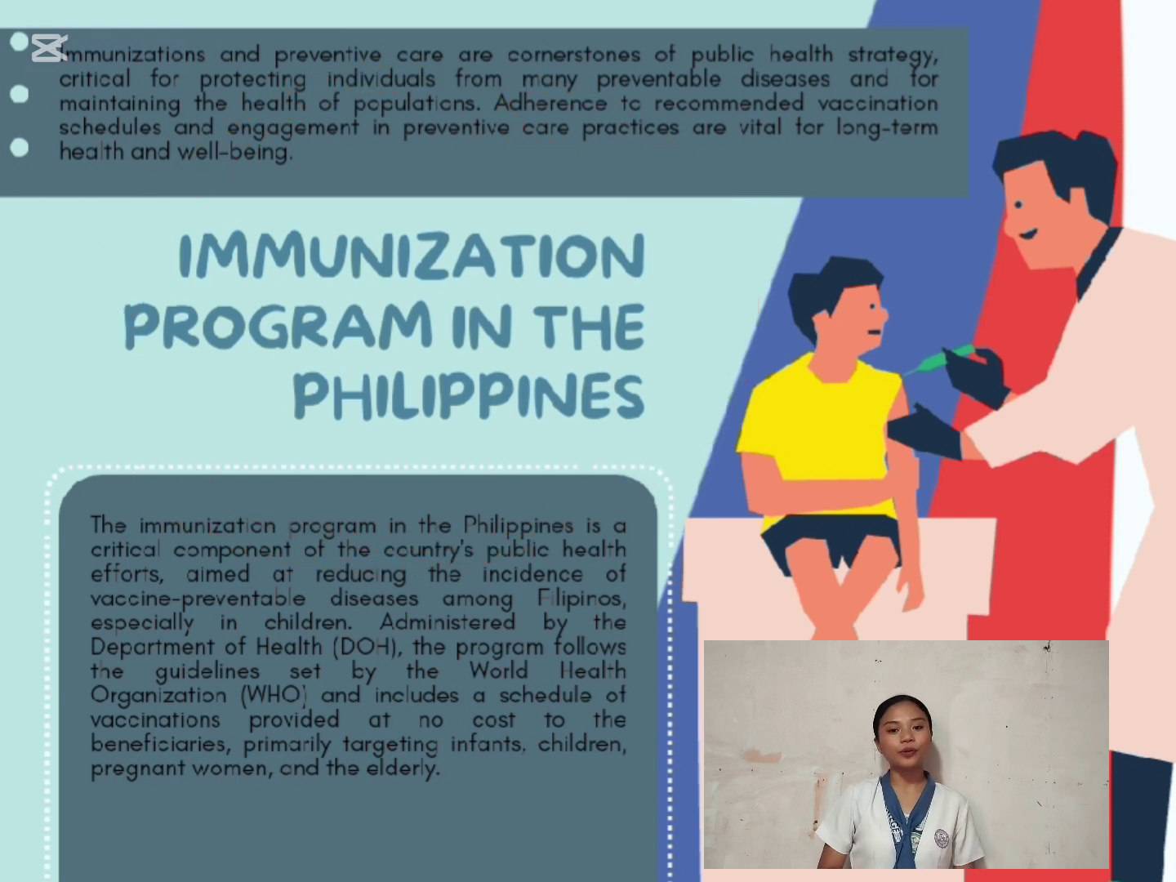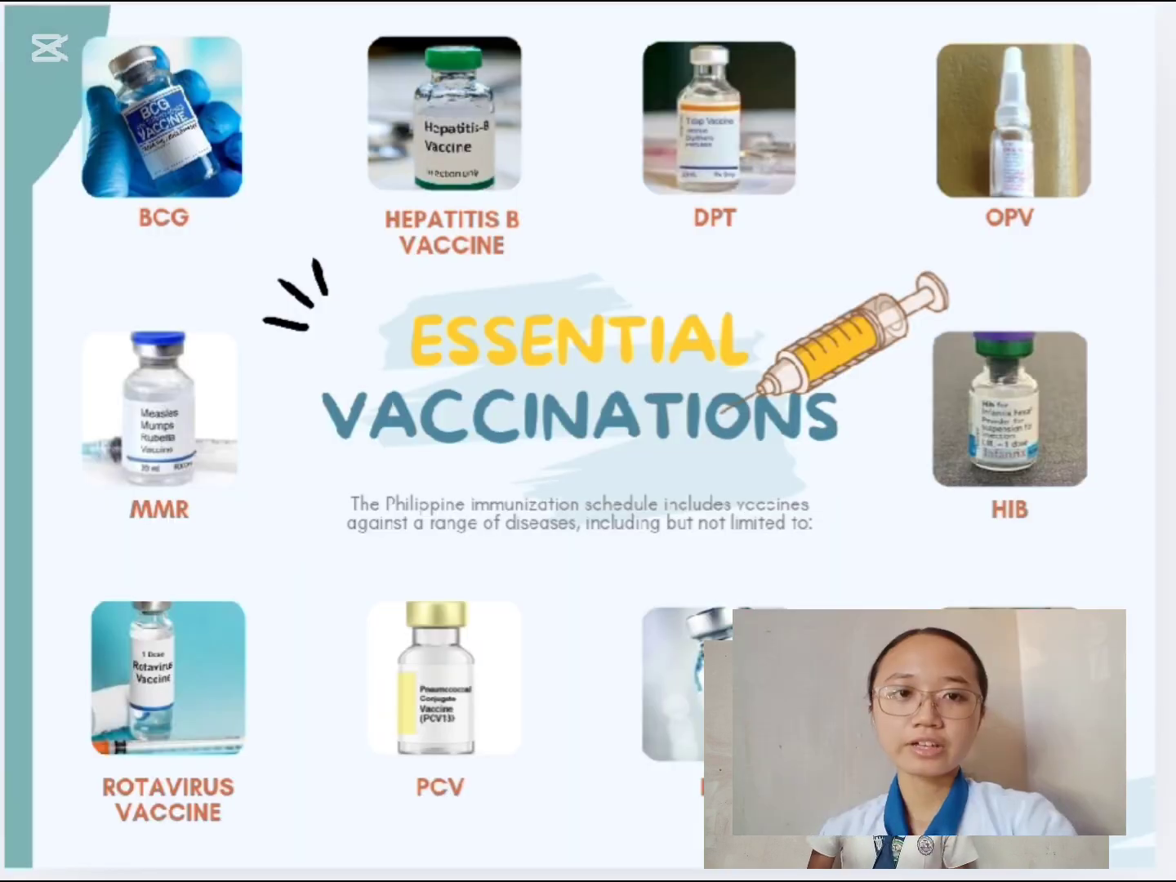The immunization program in the Philippines is a cornerstone of the nation's public health initiative to protect the Filipino people, particularly the vulnerable groups such as infants, children, pregnant women, and the elderly, through vaccine-preventable disease. This is initiated by the DOH, or the Department of Health, in alignment with the global standards of the World Health Organization. So now let's proceed to the essential vaccination section.